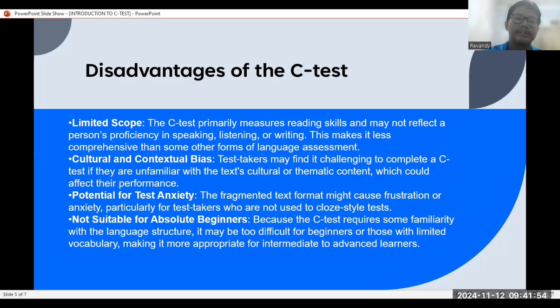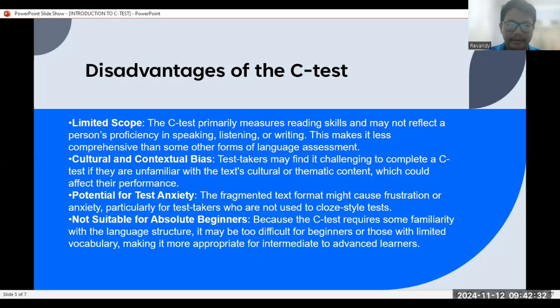Two, cultural and contextual bias. Test takers might find it challenging to complete a C-test if they are unfamiliar with its text, cultural, or thematic content, which could affect their performance. Three, potential for test anxiety. The fragmented text format might cause frustration or anxiety, particularly for test takers who are not used to cloze style tests.